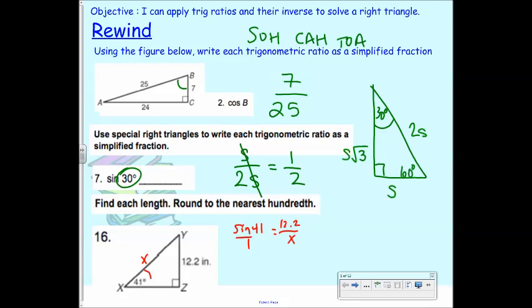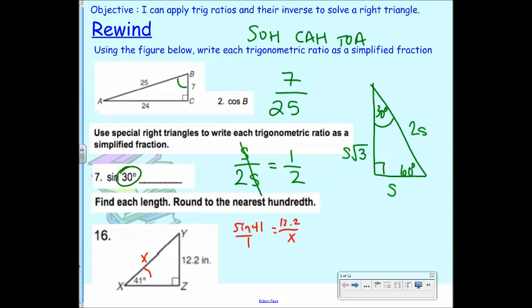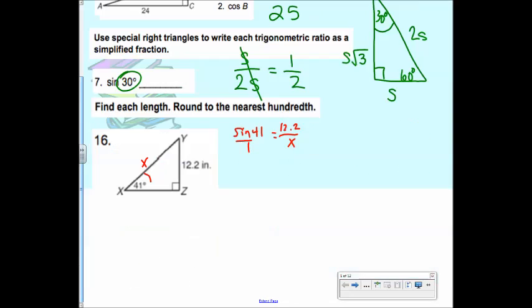Okay, and then Melanie asked, how do we do this one? This one is 2 parts because it's asking for each length. So I just labeled this one X and this one Y. You just have to do 2 problems. Let's start with the X problem. I have this angle, that's 41. What is the relationship between 41 and this side right here? This is opposite. And then this is the hypotenuse.